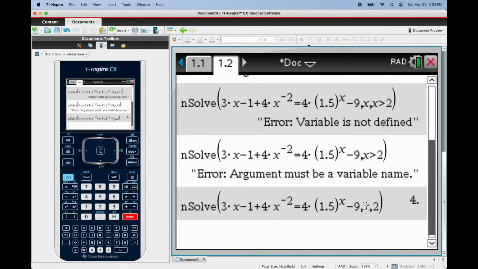If you want nsolve to solve after a given value, normally nsolve will solve the closest value to 0. If we want nsolve to solve after a given point, or closest to some value, we can put in larger and larger values. I believe in this case it asks you to solve something greater than 2, and it gave us that value of 4.